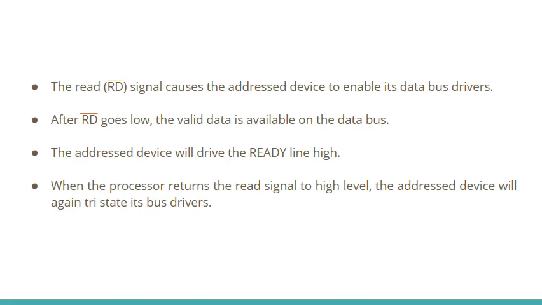And whenever the processor returns the read signal to a high level, the addressed device will again tri-state its bus drivers. And during the entire duration of the read cycle, that is from T1 to T4, the DT/R bar signal, that is the data transmit receive signal, will be low, which indicates that a read operation is being performed during the entire clock cycle.